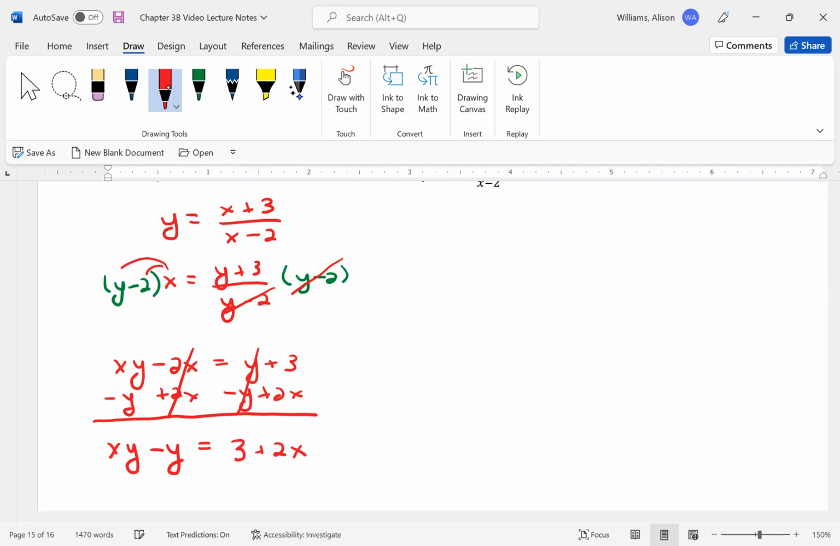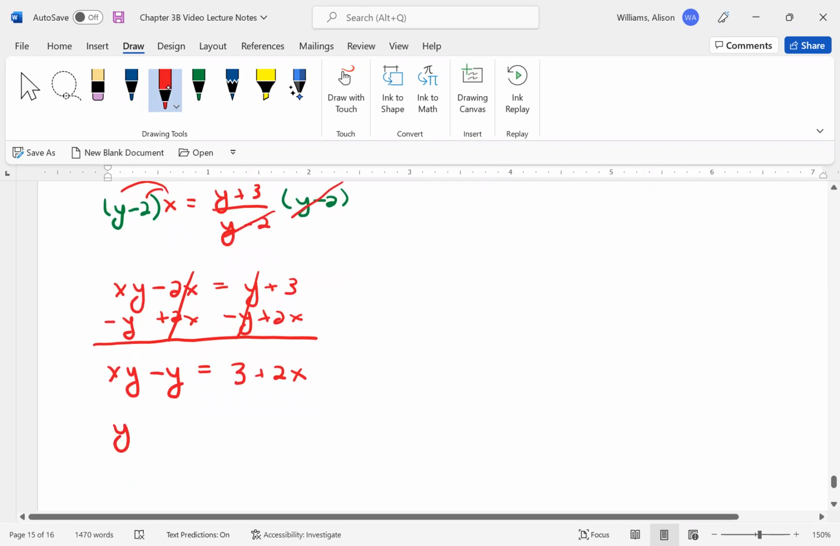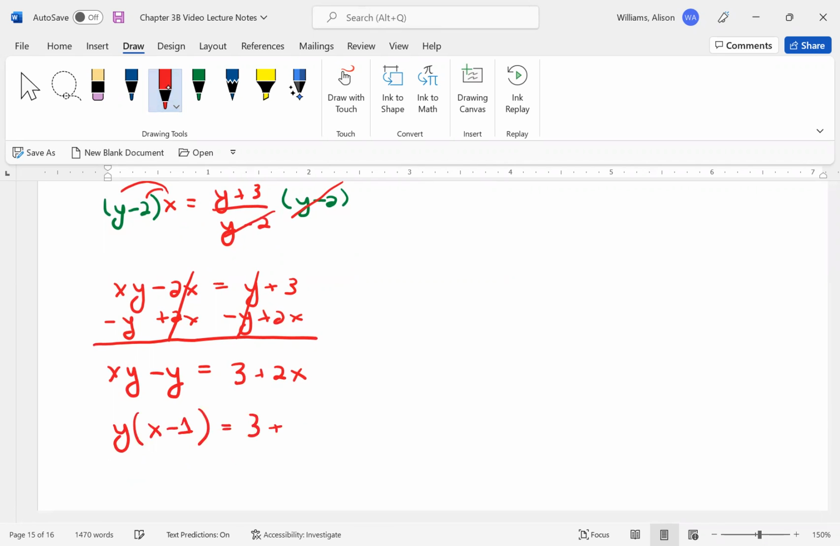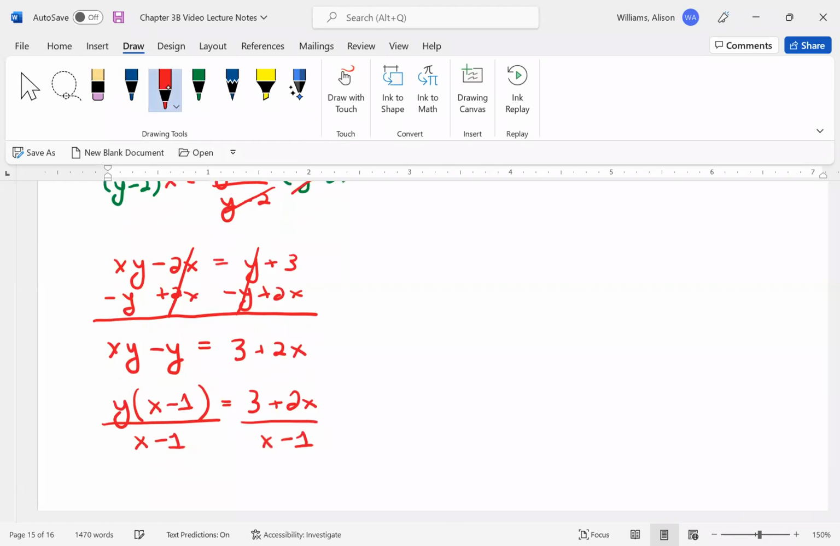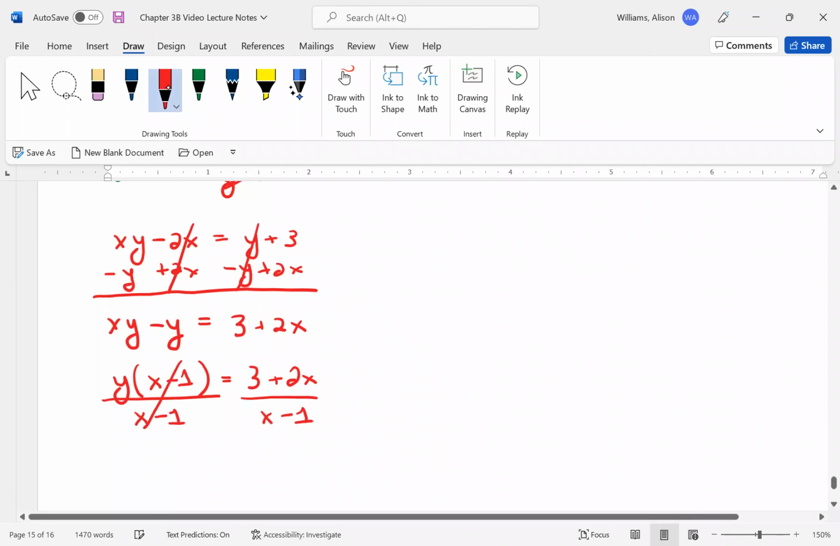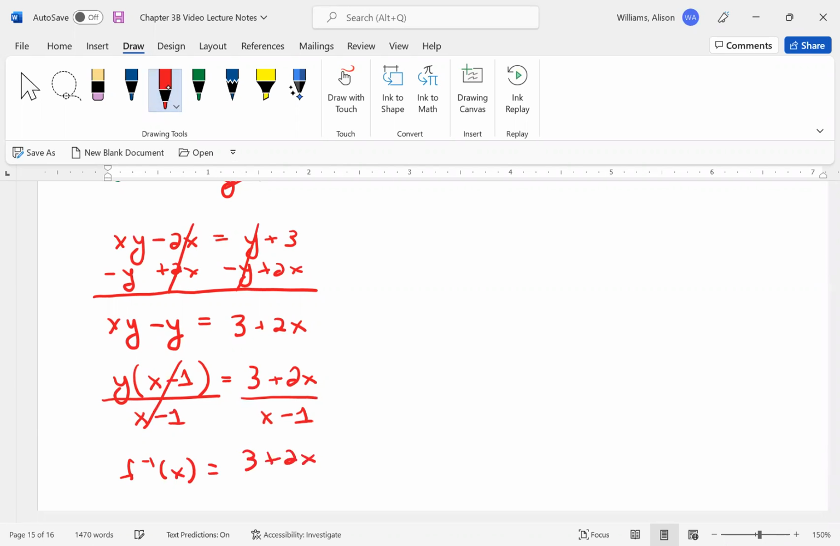Okay, great. Now, here's the trick. Now that I have the y's on the left side, in order to get one y, I'm going to factor out a GCF of y. So that means that if I factor that out, I'm going to be left with y times x minus 1 equals 3 plus 2x. And now I can actually isolate the y by getting rid of the x minus 1 and dividing it to the other side. So what I'm left with is f inverse equals 3 plus 2x over x minus 1.